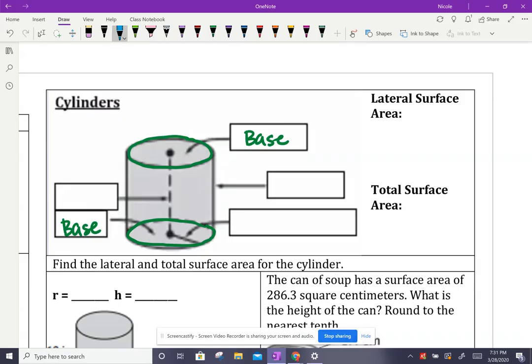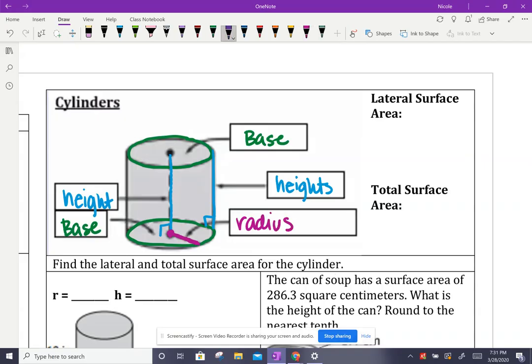And then you have your height, and remember your height has to be perpendicular to the base. And you can see your height from the center or also along the side. Those are both heights. And then you also have the radius of your circle. You're going to need that because you need to find the area of the base, and the base is a circle, so the area of a circle requires the radius.